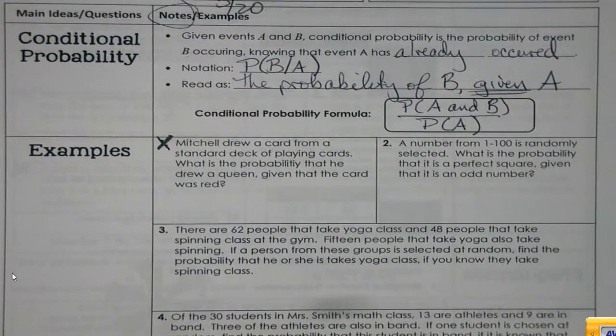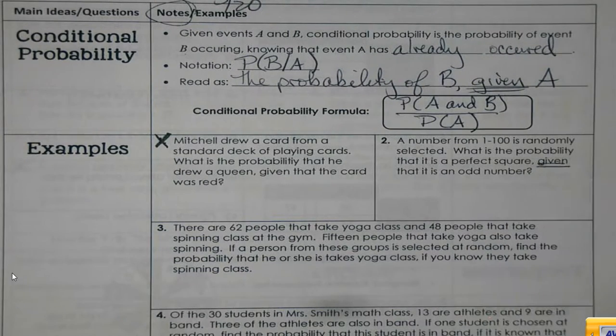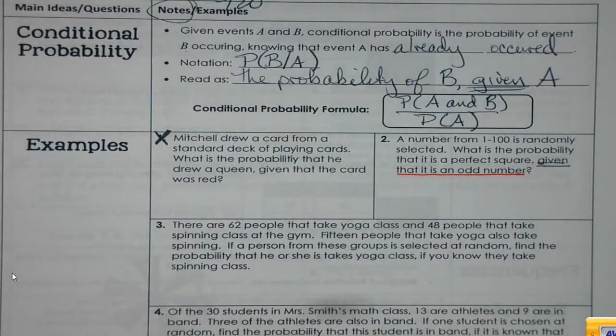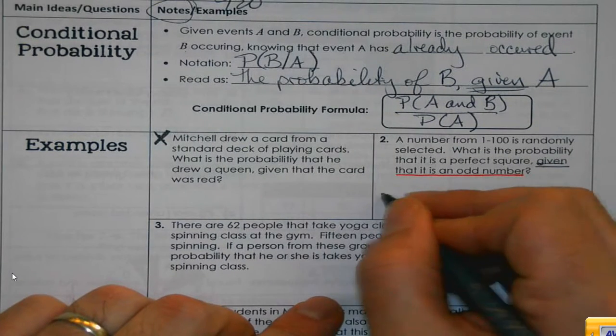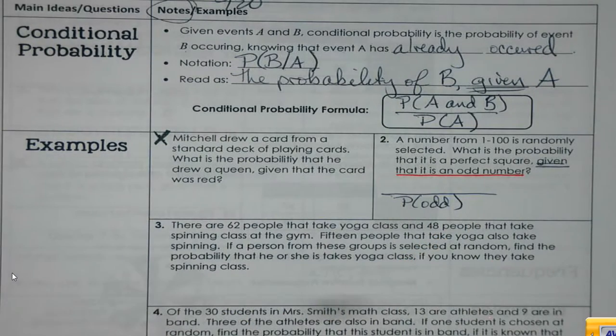Okay, so number 2, let's say. A number from 1 to 100 is randomly selected. What is the probability that it's a perfect square given that it's an odd number? Okay, there's that word given. Whatever is written after that. So I'm going to try to do some underlining in colors here. Given that it's an odd number, that's always going to be what goes in the denominator of my fraction. That's my event A, this odd number.